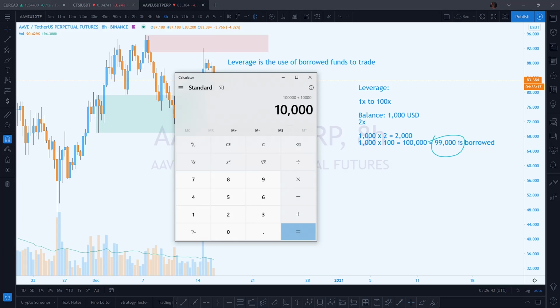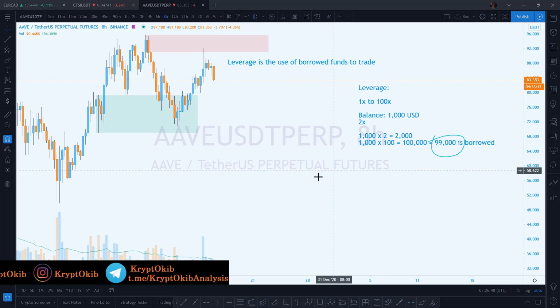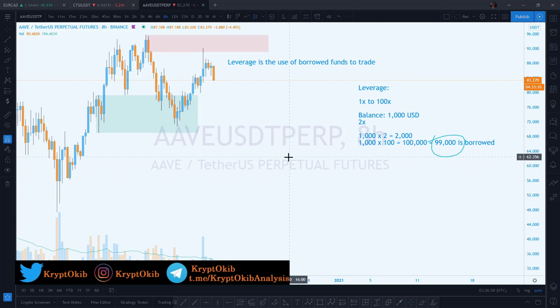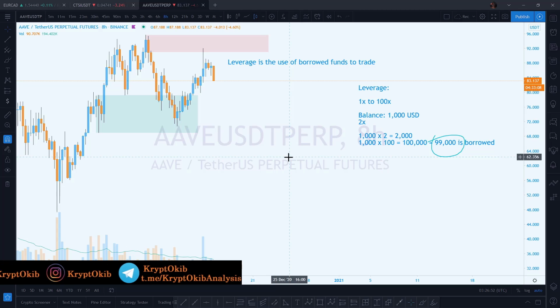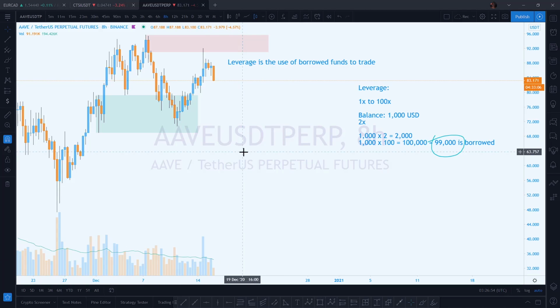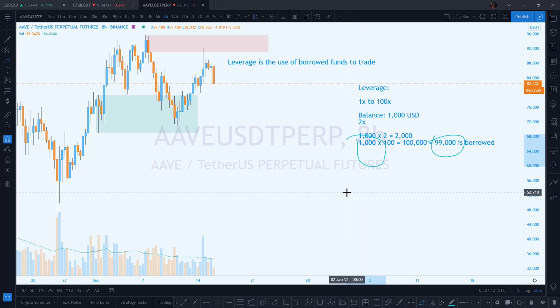But what happens if the market goes against you up to 10% as well? That definitely means you are losing $10,000. If you can make $10,000 profit with a 10% move, then with a 10% move against you, you will definitely lose the same amount, which is $10,000. But then look at this. Your account balance is only $1,000 and the lender never loses. Their money is always intact.